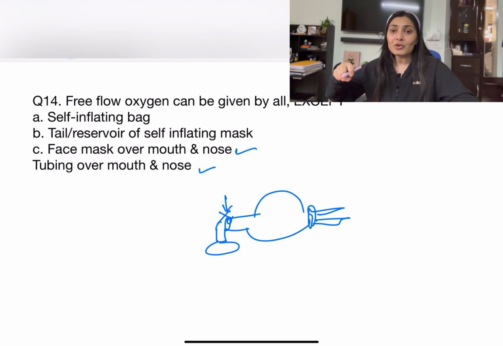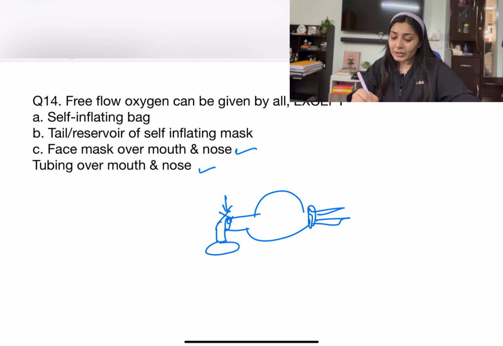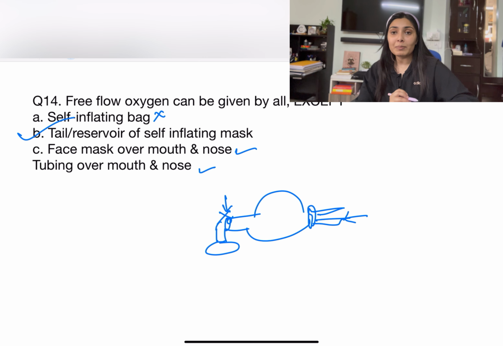You have to continuously press that, and once all the air in the reservoir is over, no more air would be pushed, and the bag reinflates. So this is wrong, but the tail end can give the continuous direct flow, right? So the correct answer here would be self-inflating bag. Self-inflating bag cannot give free flow oxygen. Moving on to the next question.